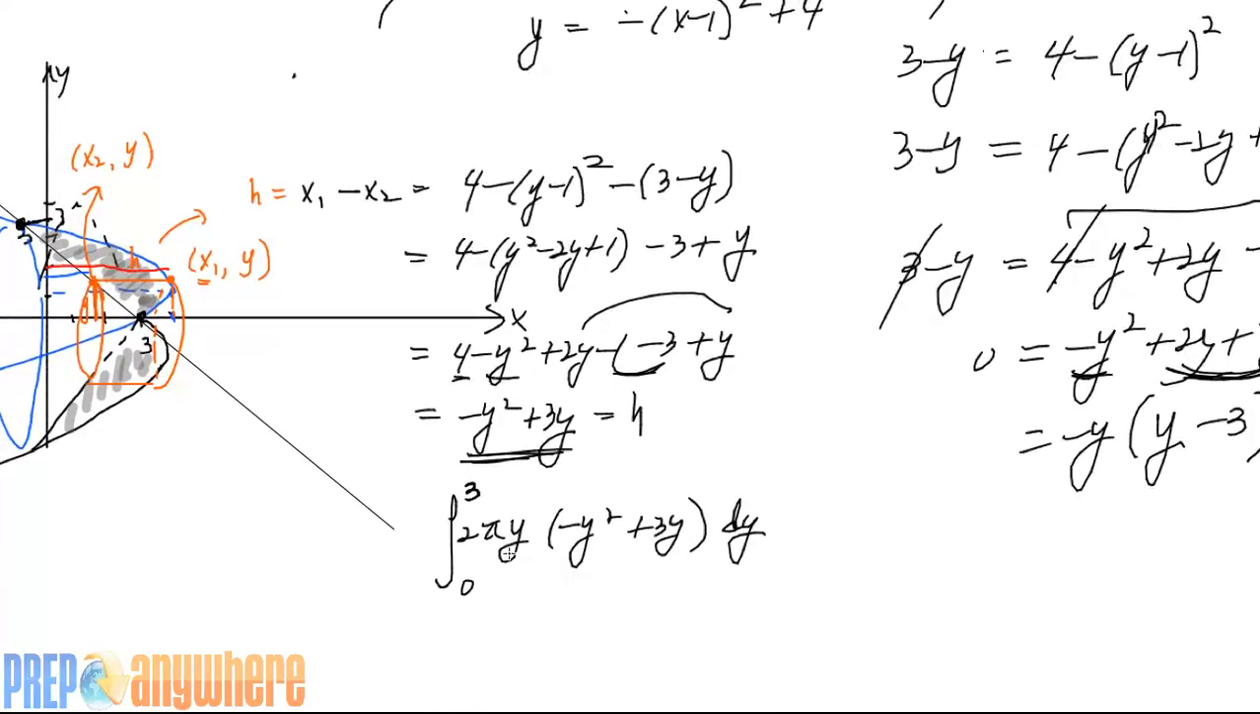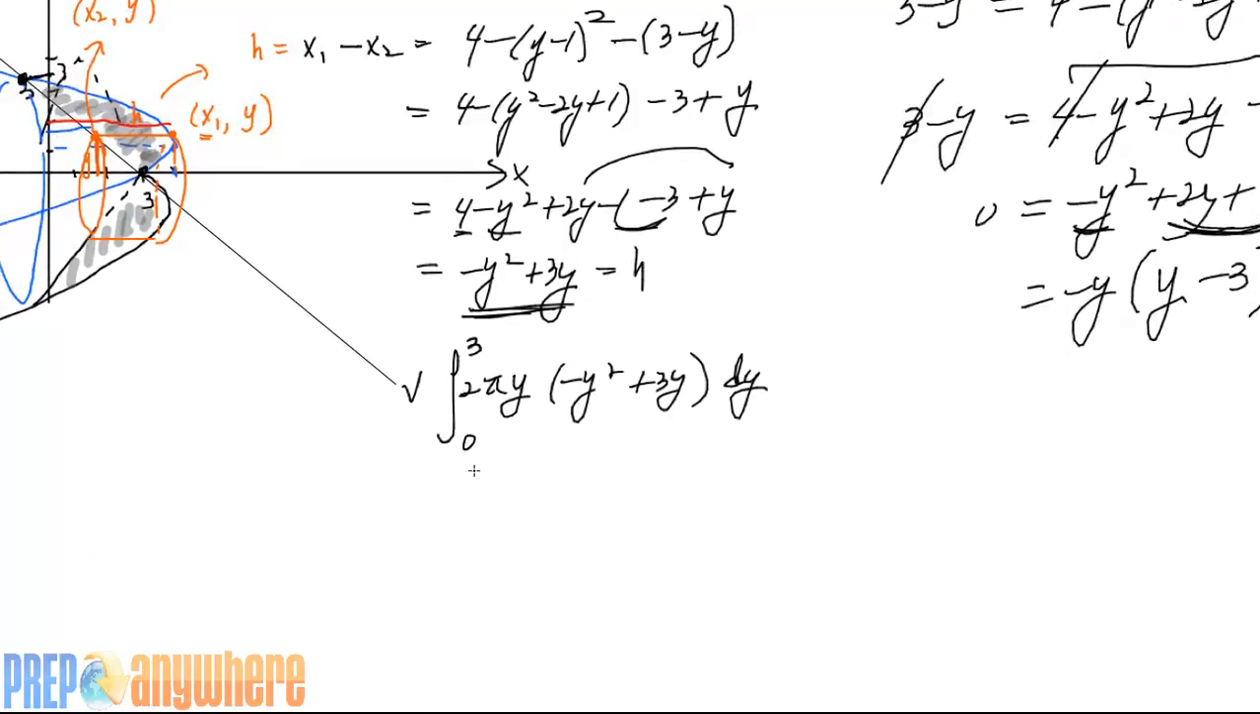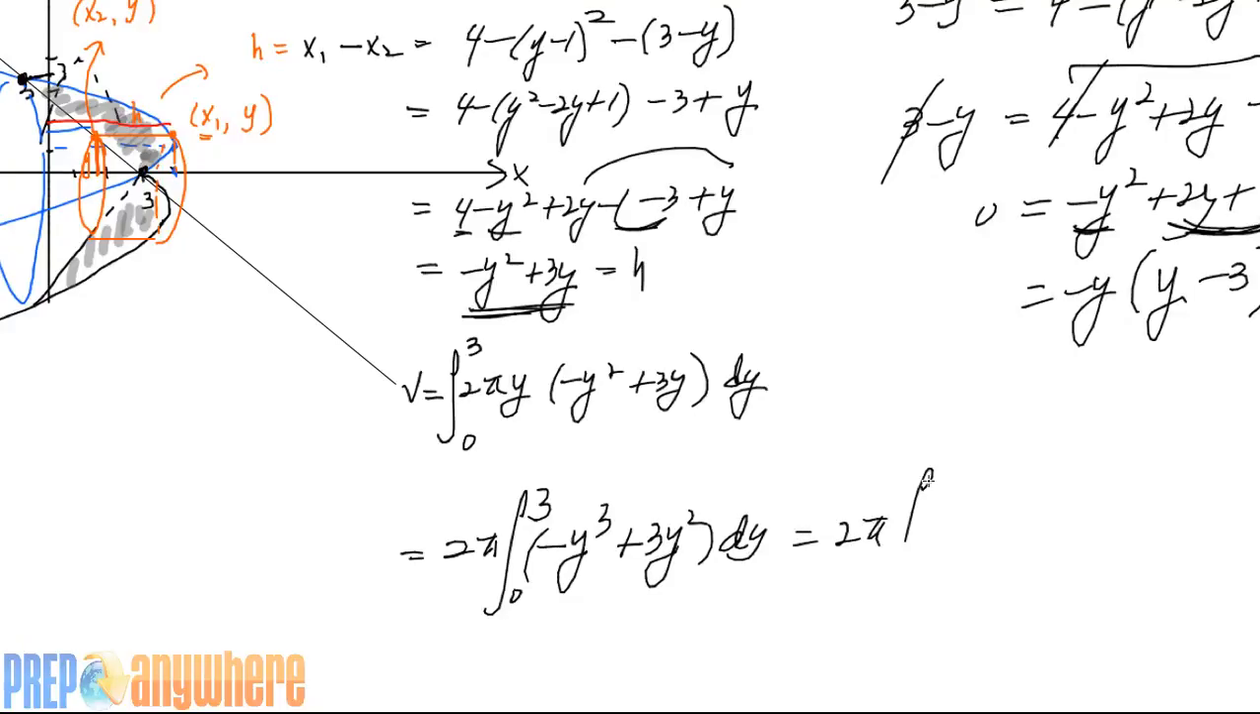This is going to give us the volume. Volume is equal to that. So factor out the 2 pi, 0 to 3. Let's multiply it in. Actually, let's find the antiderivative of what we have inside now. Minus y to the power of 4 over 4, plus y to the power of 3, since 3 divided by 3 just gives you 1. Okay, let's plug in 0 and 3.